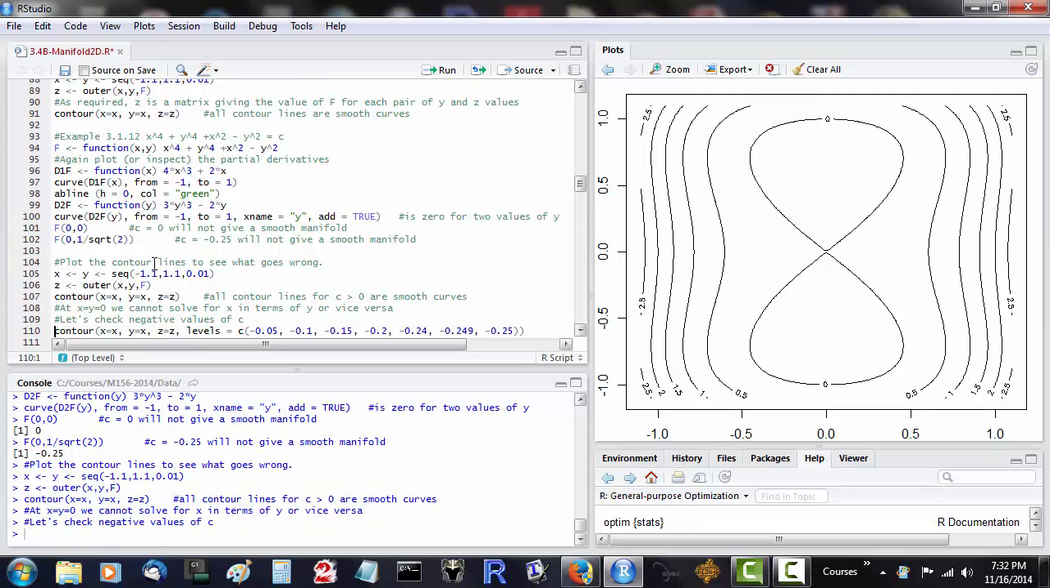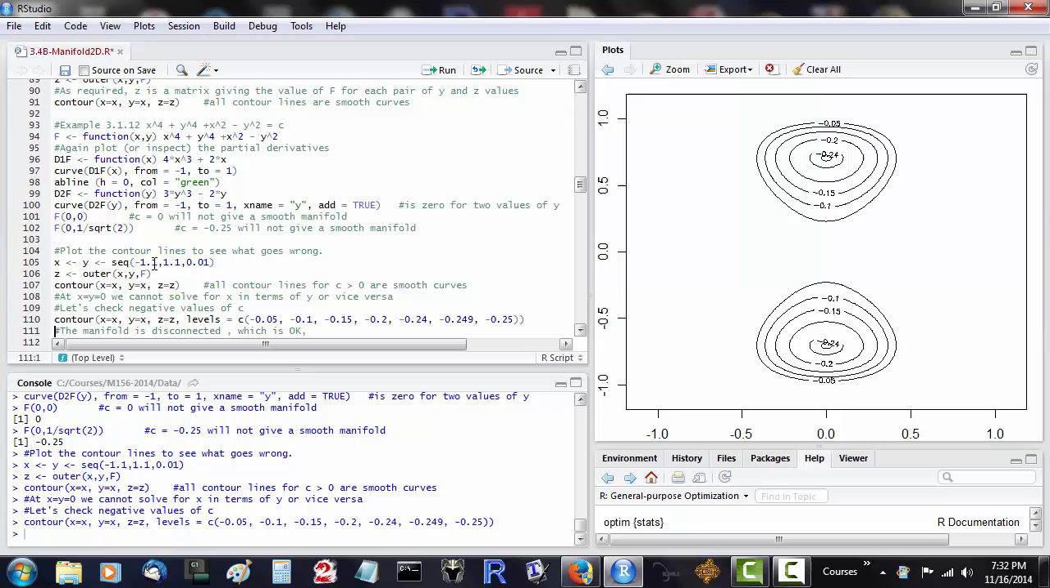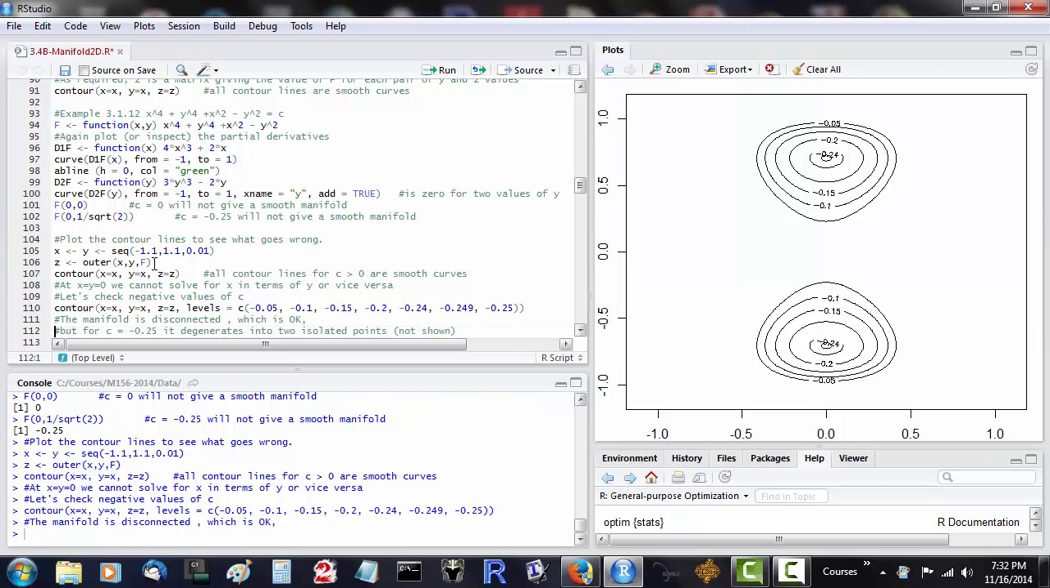We still didn't see what's going on for the negative values, so I will ask for a variety of negative values for the contour line. Now you see that in most cases I get a manifold. It's a pair of curves. It's disconnected, but that's no problem. Lots of manifolds are not connected manifolds.